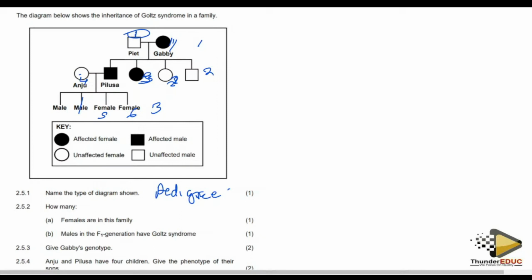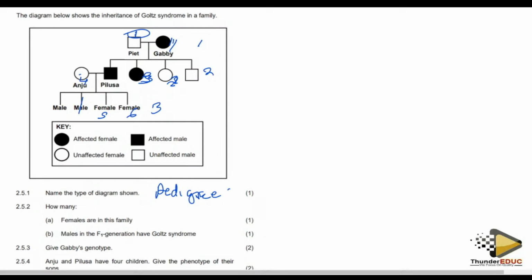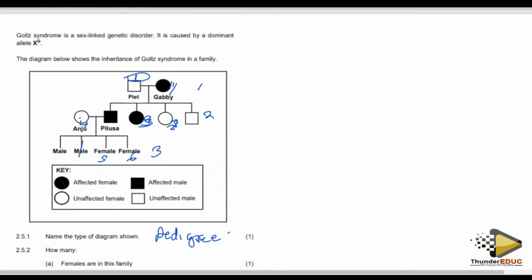Then the next question is saying, give Gabby's genotype. Who is Gabby? Where is Gabby now? Oh, Gabby. Is it caused by a dominant allele? Yes, it's caused by a dominant allele.